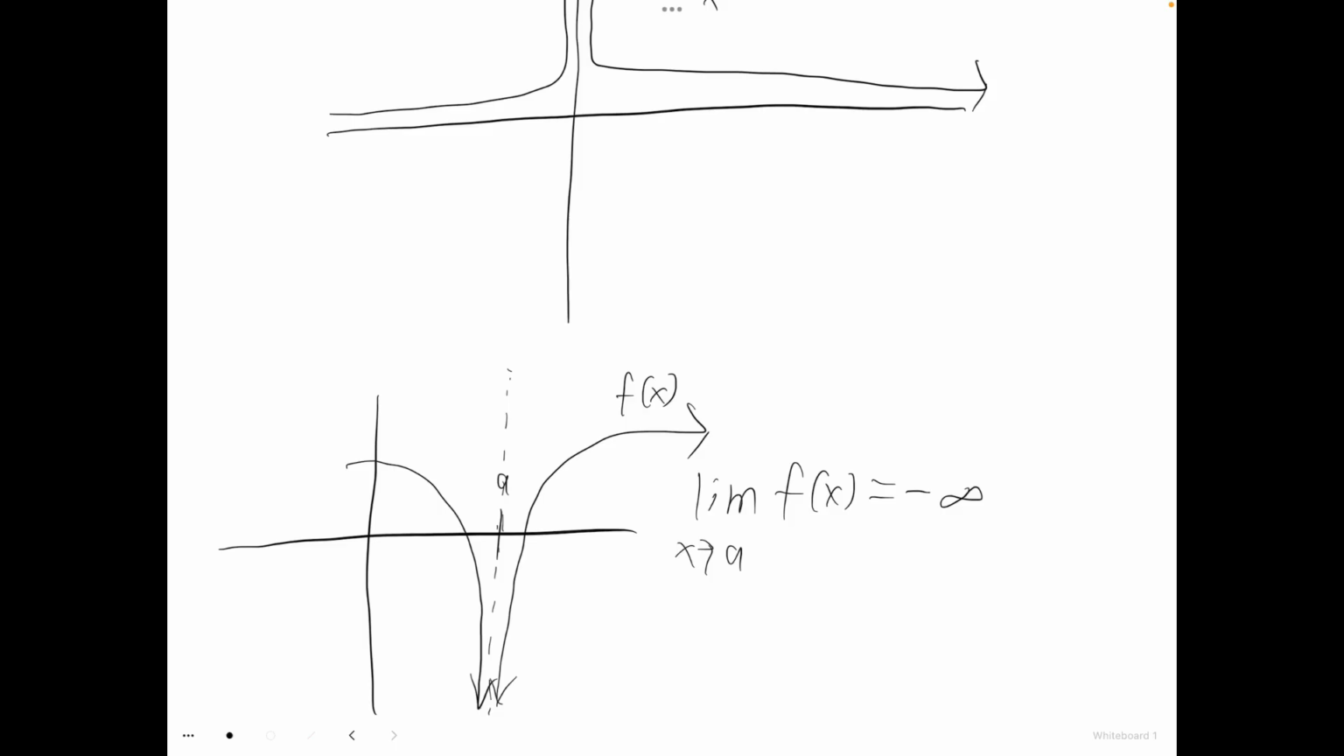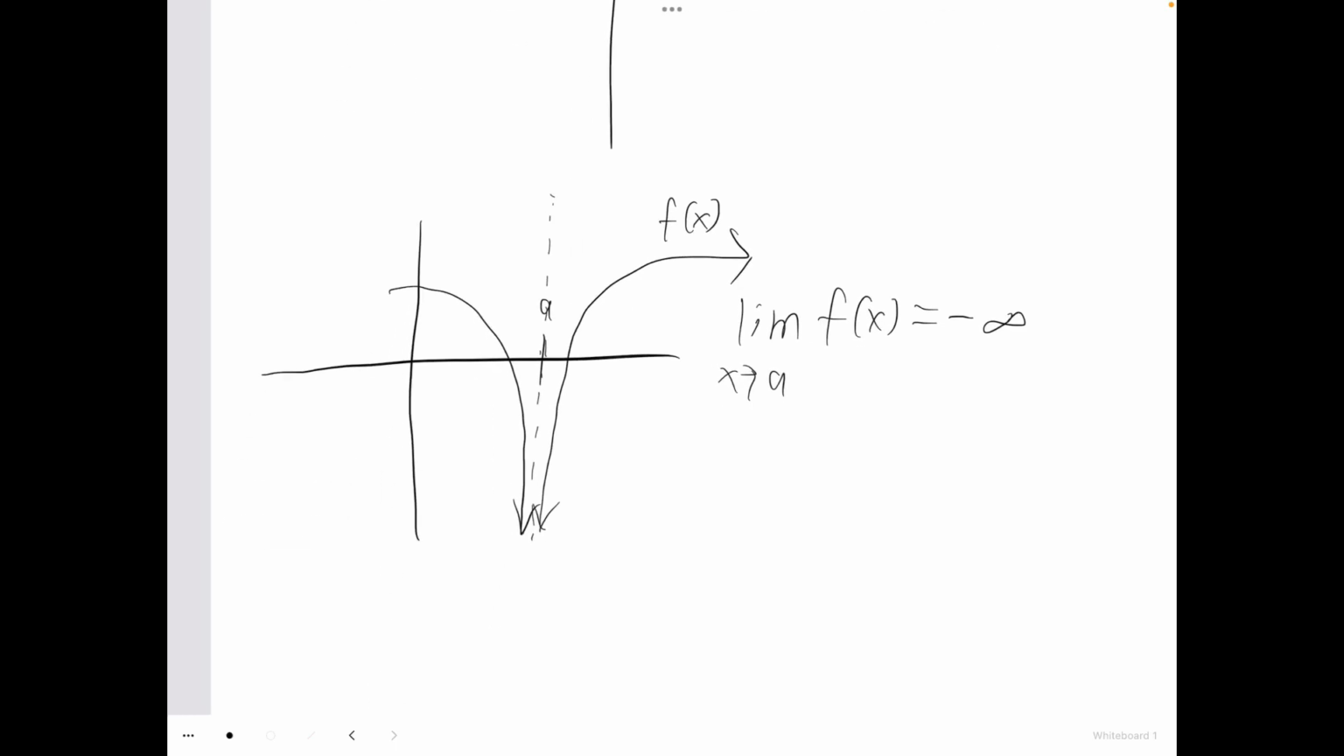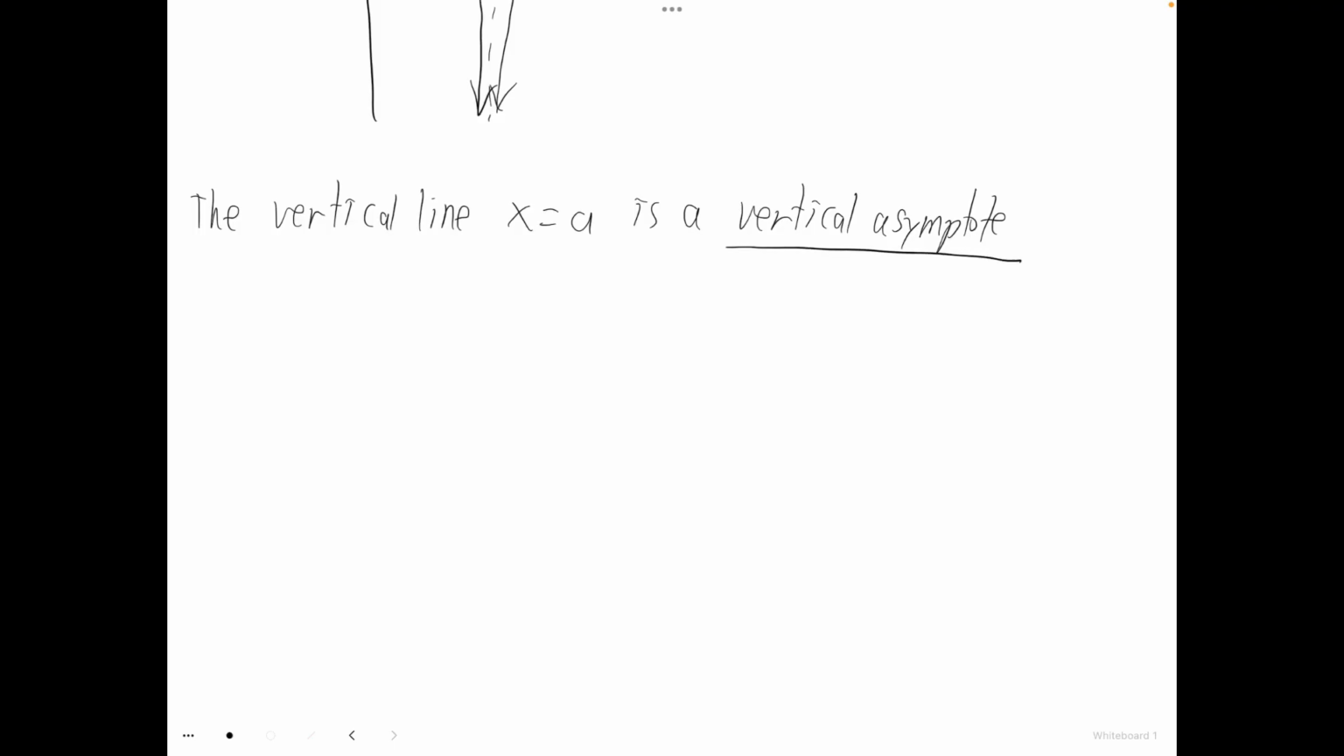And so I keep saying this term vertical asymptote, so let's actually define what that means. And so we say the vertical line x equals a is a vertical asymptote of the curve y equals f of x if at least one of the following is true.